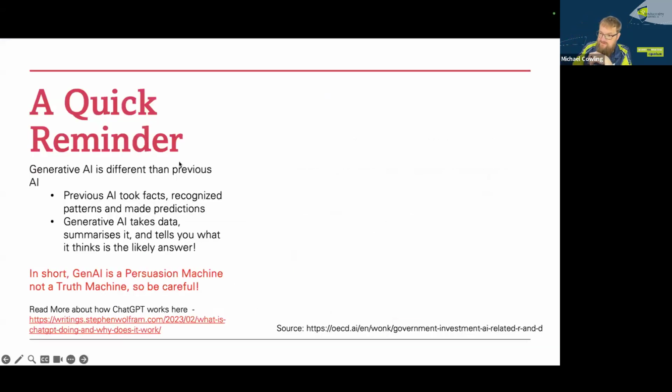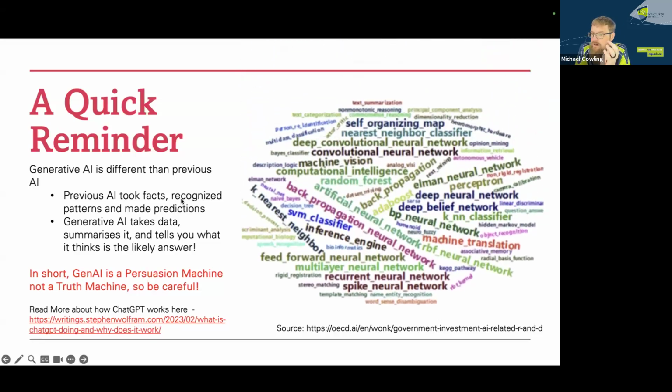And that's because ultimately this thing is a persuasion machine, not a truth machine. This is where I could spend ages talking to you about why it's a persuasion machine, why it does what it does, and why it's different from the previous AIs that I explored when I was doing my PhD. Those previous AIs all worked with facts. They would take those facts, crunch through them, recognize patterns and make predictions. Sometimes those predictions were wrong, but generally they were based on the truth, right?